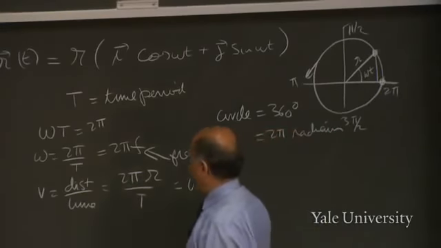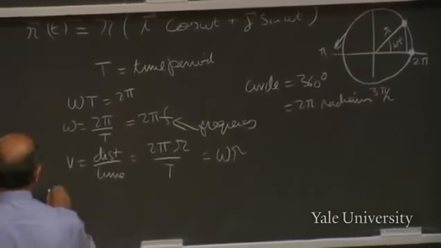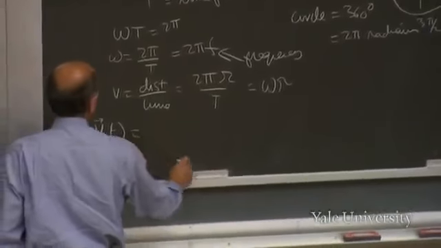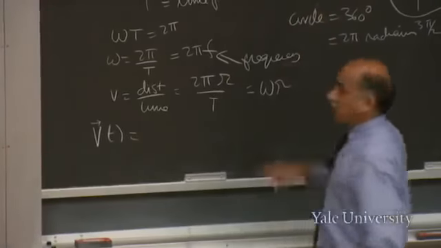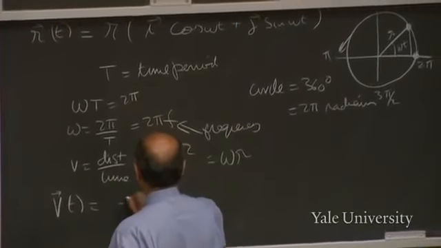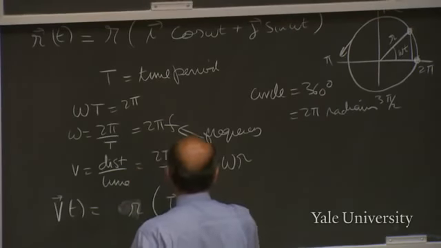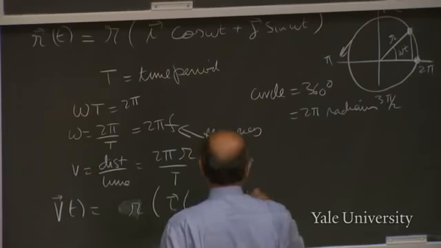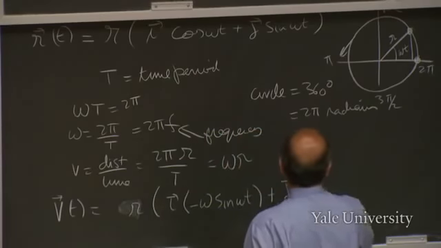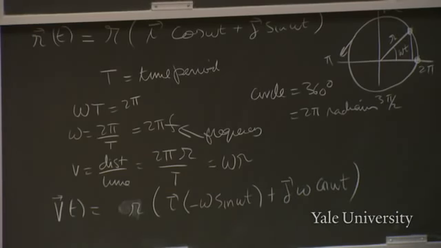So now you can take this velocity and you can take this r. Now let me find v of t. v of t is obtained by taking the derivative of this expression. I think you guys know enough calculus for me to write it as r times i times minus omega sine omega t plus j times omega cosine omega t. That is the velocity of this guy, and I invite you to try this formula whenever you want.